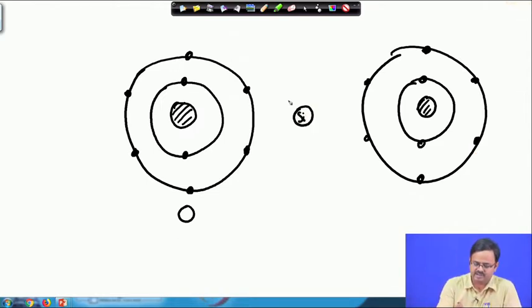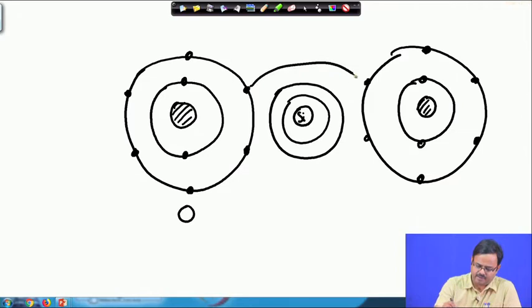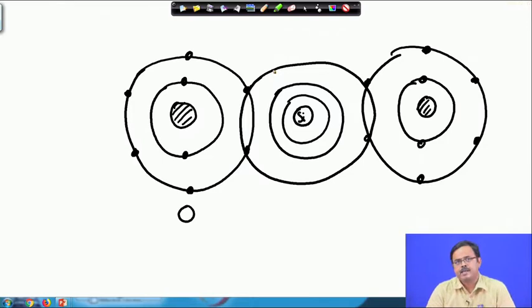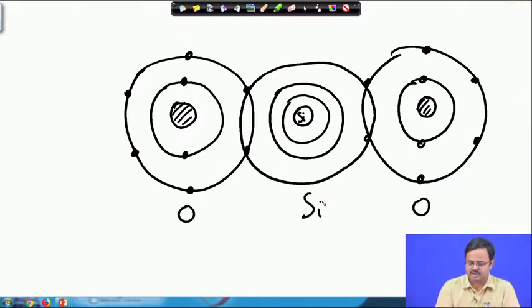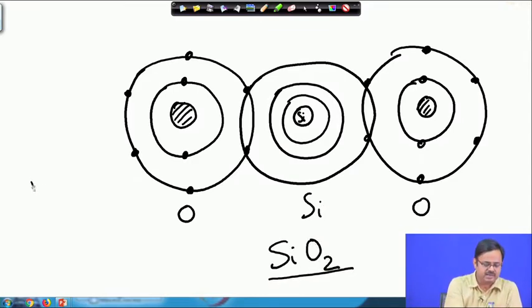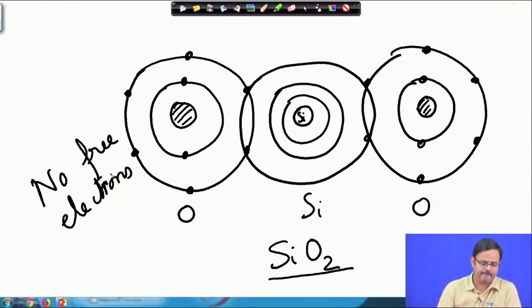So, if I write silicon, it has 2 shells, I am not writing all of those. So, what does it do? It forms covalent bonds. This is O, this is silicon. It forms covalent bonds, and that is how you have silicon dioxide. But what does it mean? It means that there are no free electrons, and therefore silicon dioxide is not a good conductor of electricity.